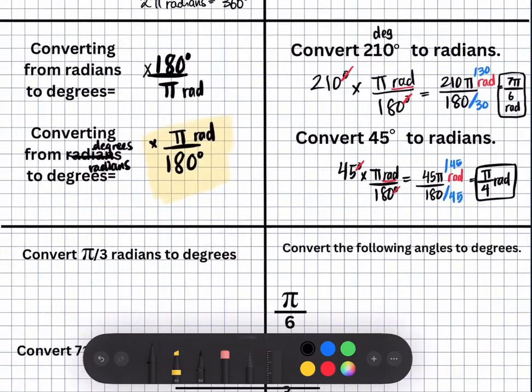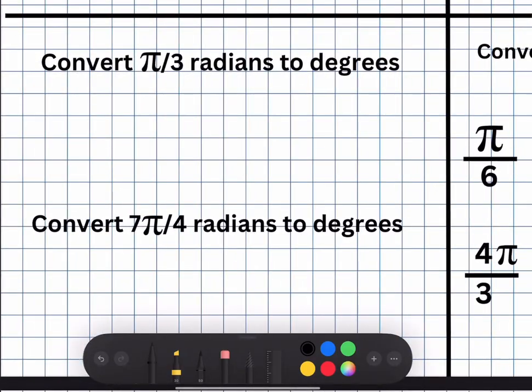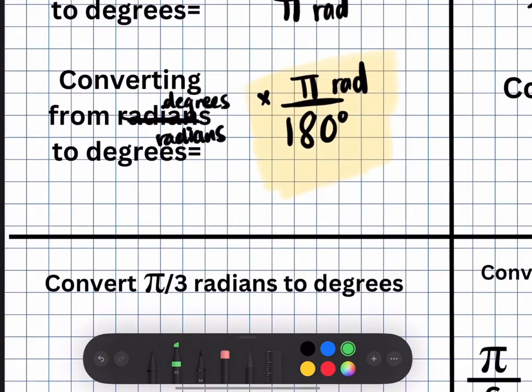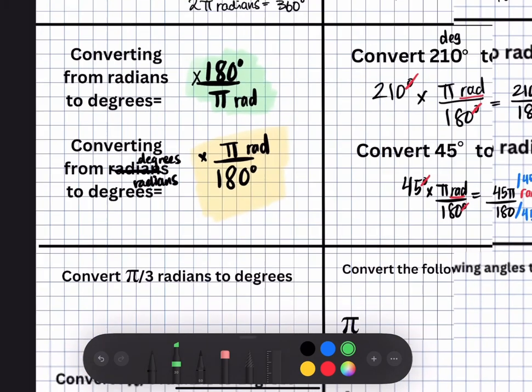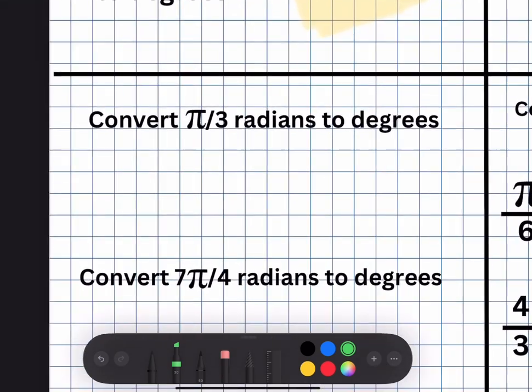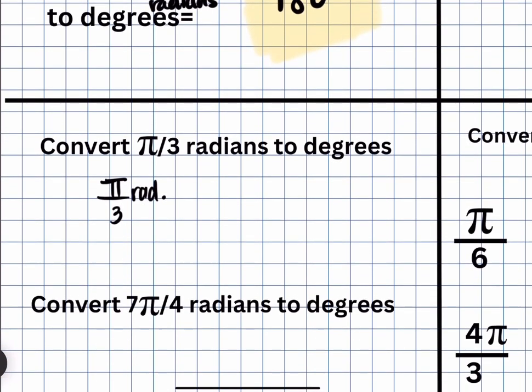Okay. Now let's practice the other way around. I'm going to go from radians to degrees. And when I'm converting radians to degrees, I need to use the opposite fraction of 180 over pi. Okay? So, in this case, take my pi over 3 radians, and I'm going to multiply by, we said, 180 degrees over pi radians.